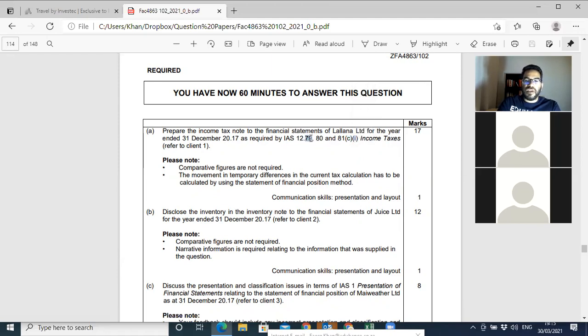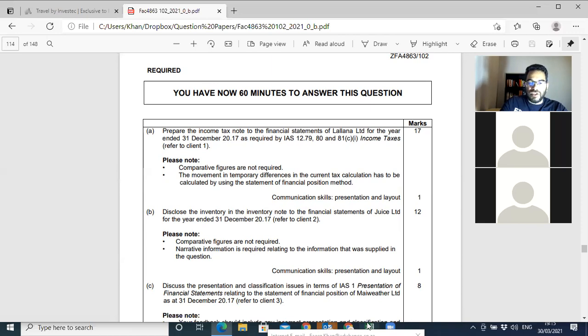79 and 80. One of it is just basically the income tax note in terms of how you separate the income tax note, and then 80 is whatever. Okay. I'll pull up the IFRS just now, then I'll show you.